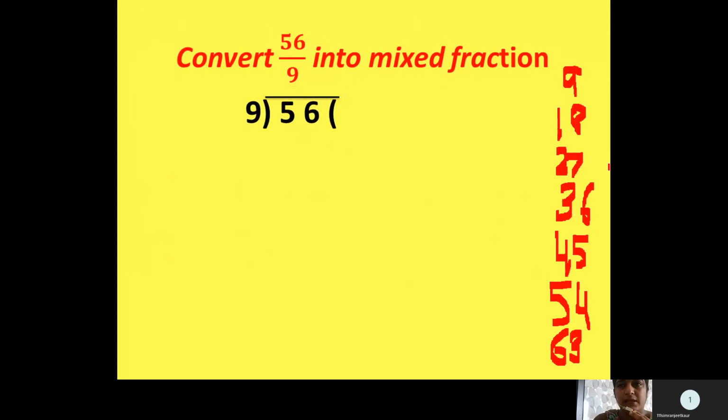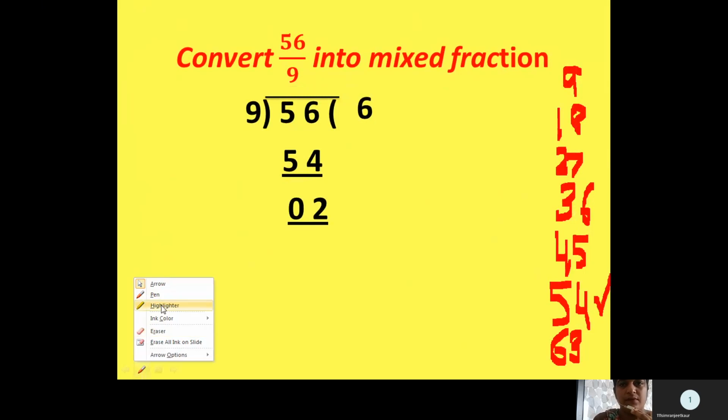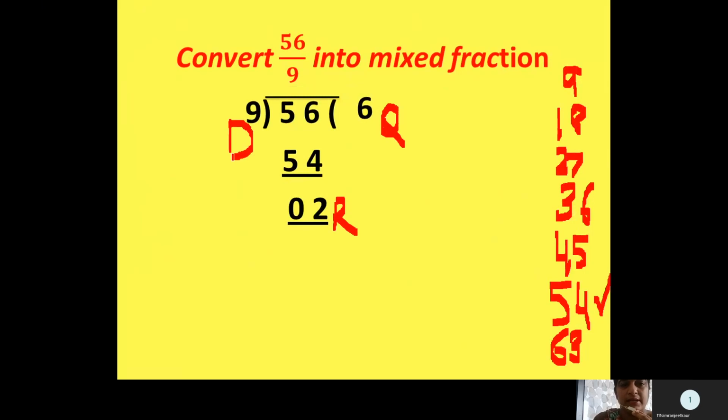Now on table of 9, we have to find the number either 56 or the number smaller than this. So we find here 54. This 54 is smaller than 56. So we get 9 sixes are 54. Now we subtract this 4 from 6. We get 2 and 5 minus 5 is 0. So now we have got 6 as our quotient, 2 as our remainder and 9 is our divisor.